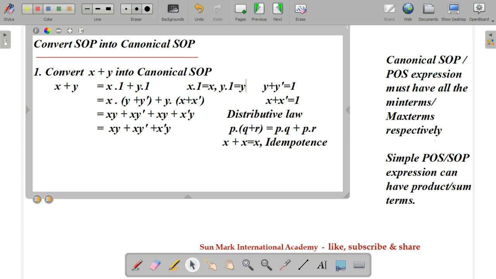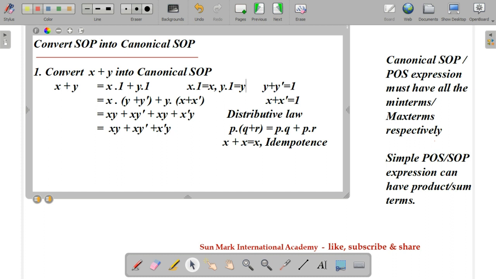You should mention here the properties of 1. In the first step we got x dot 1 plus y dot 1. Next, how to substitute: in that term we have to substitute the value of 1 for whichever variable is missing. In this term y is missing, so we can rewrite 1 as y plus y dash. Here x is missing, so we write x plus x dash. So we get x into (y plus y dash) plus y into (x plus x dash).